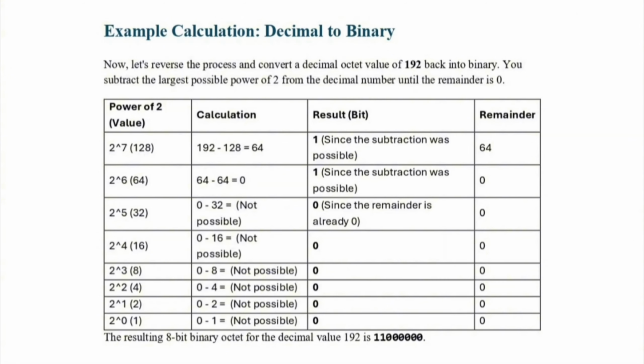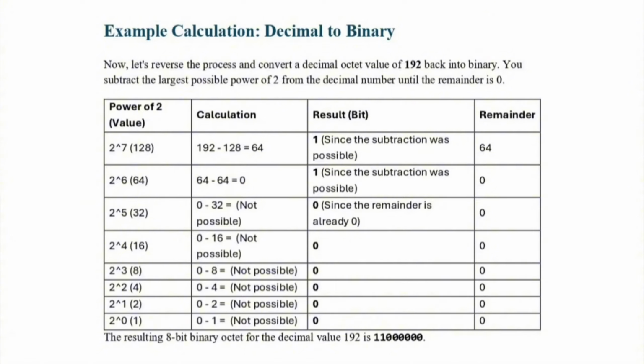Now let's understand how to convert a decimal octet into binary. For this we have to reverse the process. Let's take an example octet value of 192 and convert it into binary. As usual, we write the values 2 power 7 until 2 power 0, which are 128, 64, and so on until 1. The second section is the calculation side. For the calculation side, the first number is the example you have taken, the value of the decimal, which here is 192.